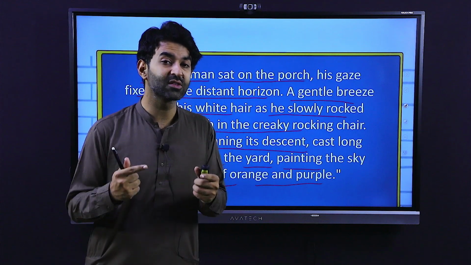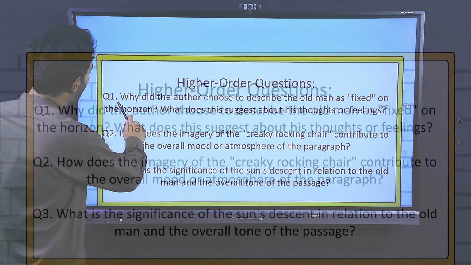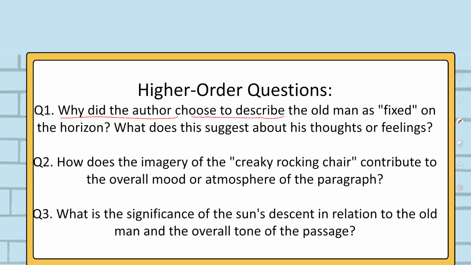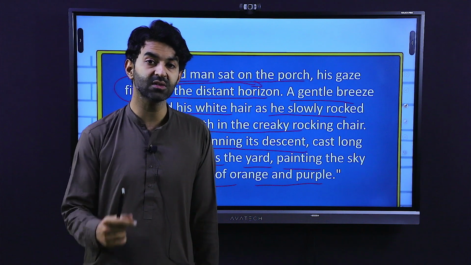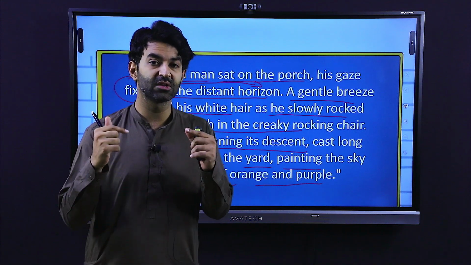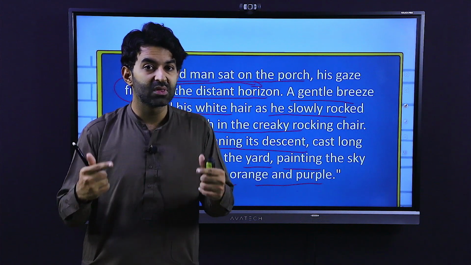Now, when you are asked such questions, like why did the author choose to describe the old man as fixed on the horizon? And what does this suggest about his thoughts and feelings? Let's go back over here. The old man sat on the porch, his gaze fixed on the distant horizon. What do you mean by his eyes were fixed on the horizon? This is a high order question. Why? Because now we are going to analyze it and think about it so that we can answer it.